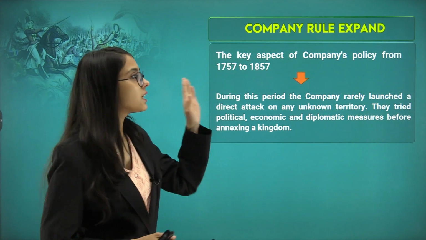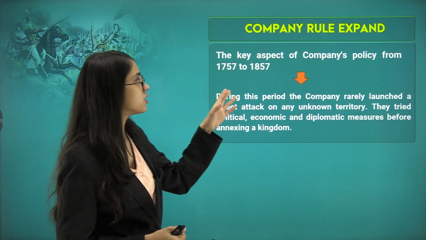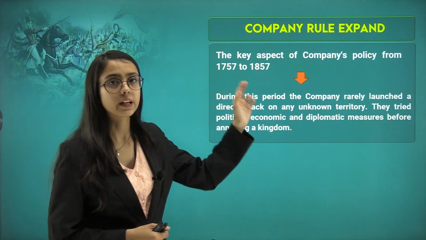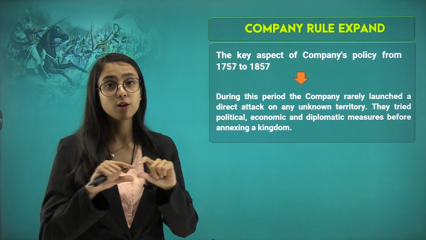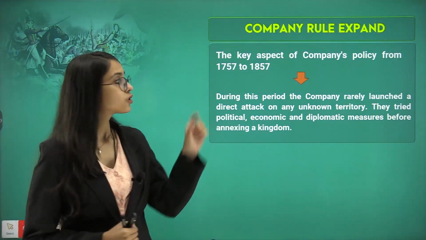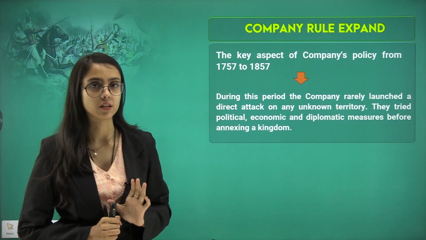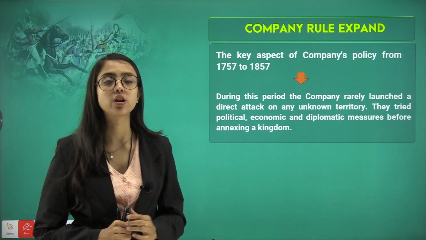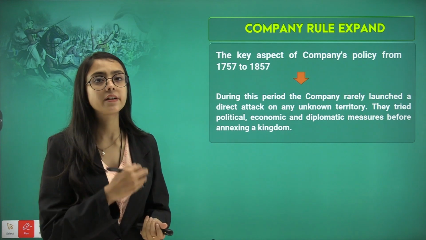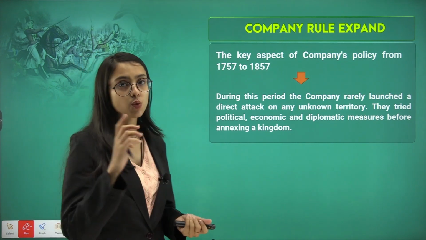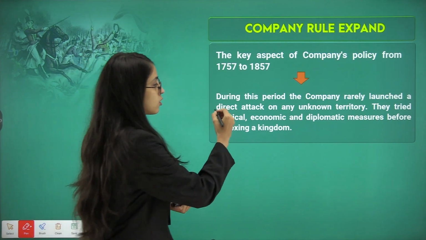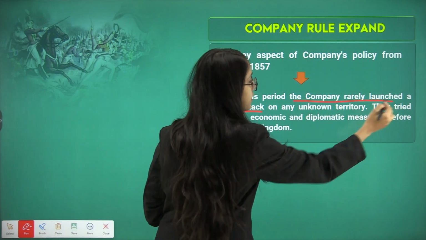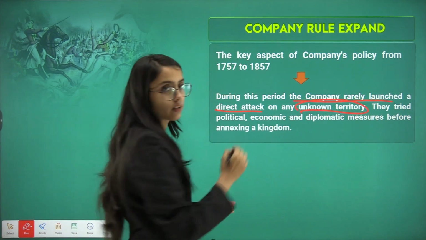The key aspect of the company's policy from 1757 to 1857, for the span of 100 years, was that during this period the company rarely launched a direct attack on an unknown territory where it did not rule earlier. One of the biggest things was that it never launched a direct attack on any unknown territory.